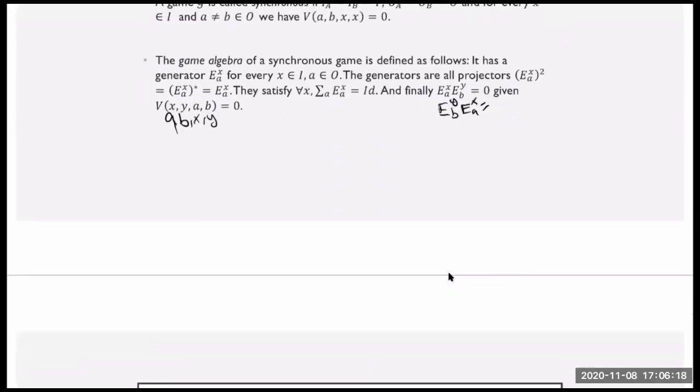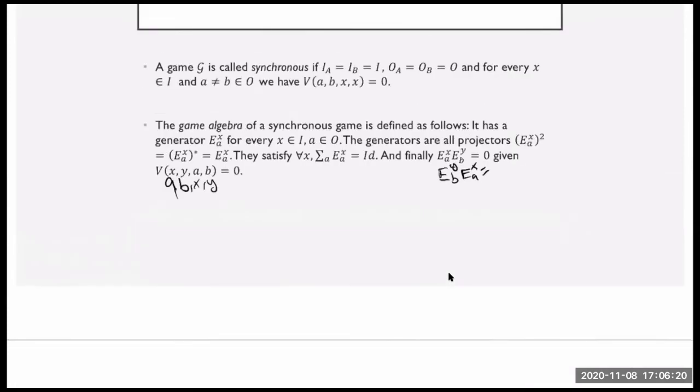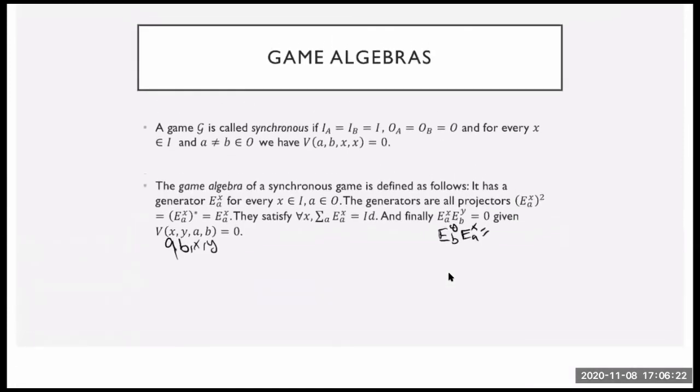Maybe I need to. Okay, but the moral of that is that this gives you an algebra, a finitely presented algebra. So any synchronous game defines a finitely presented algebra. But you didn't use the fact that it's synchronous so far. This I did because I took only generators of the PVMs of one of the players.